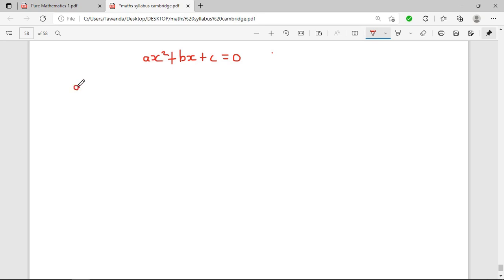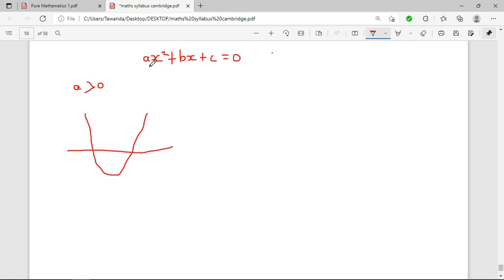If a, the coefficient of x squared, is greater than 0, let's say a is a positive number, this is a quadratic function. Why? Because the highest power of x is 2. So if the coefficient of x squared is greater than 0, the graph is a minimum, where it will cut the x-axis at two distinct points.